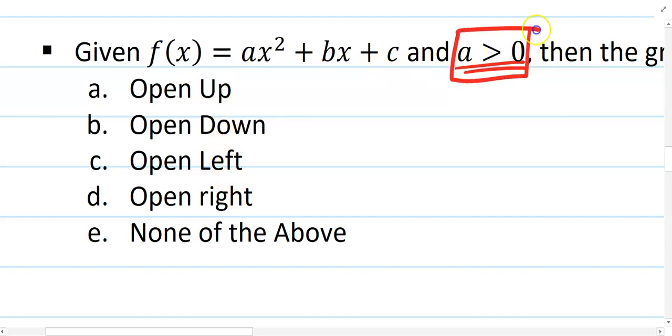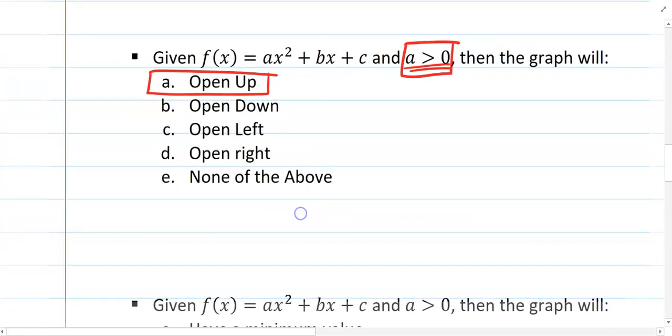Well, it doesn't matter what form we're writing the equation in. The A value is the same in both standard and vertex form. And when the A value is positive, we know that the graph must open up. It's going to be a U-shaped graph opening up.